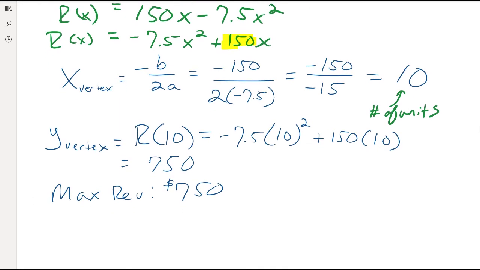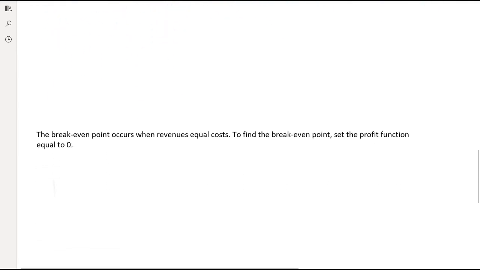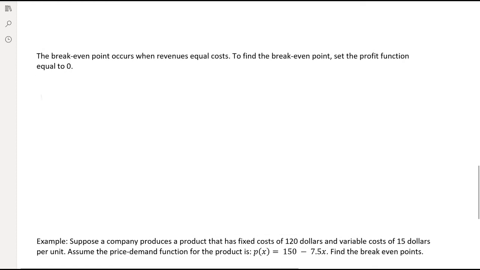And it turns out that the number of units that we must sell is 10. So when you're doing your homework, make sure you understand, are they asking for the number of units I need to sell to get to the maximum revenue, which is the X coordinate, or do they want the actual maximum revenue in dollars, which is your Y coordinate? All right. So that's how you find maximum revenues.